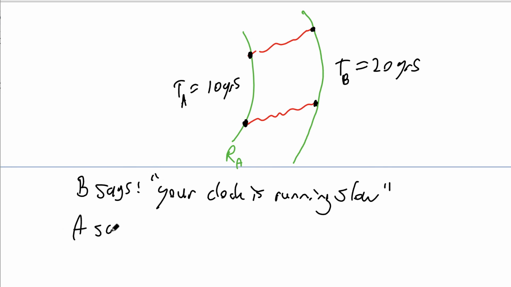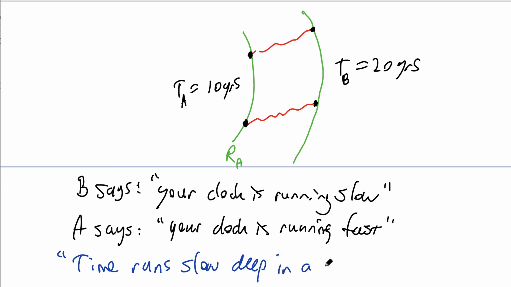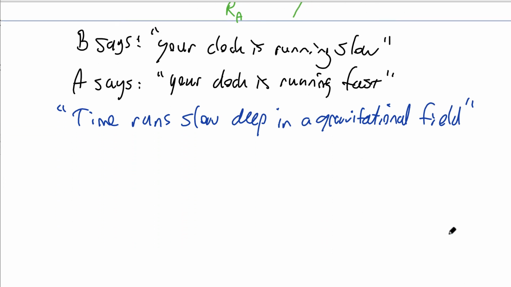But of course, A says the opposite. A looks at the pictures of B. In only 10 years, B has aged by 20 years. So A would say, your clock is running fast. And these results are sometimes summarized by the statement, time runs slow deep in a gravitational field. Now this physical effect is very real, and it's very important to take into account.